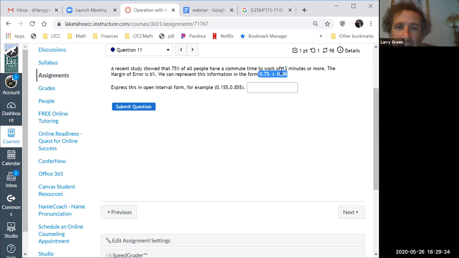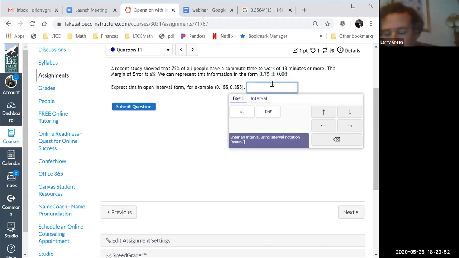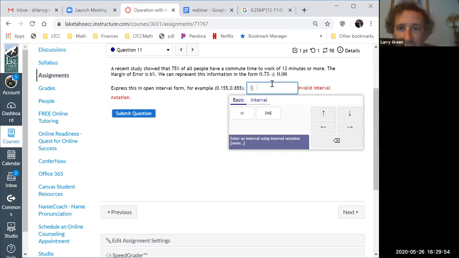Now what they want us to do is they want to say, well, if you know what the mean is, you know what that center is, and we know it's plus or minus 0.06, let's see if we can find the lower bound for our guess and the higher bound for our estimate. So what this really just says is, to find the lower bound, just subtract. And put a parenthesis because they tell us to. And then when you subtract, what do you get? So we're going to do 0.75 minus 0.06.